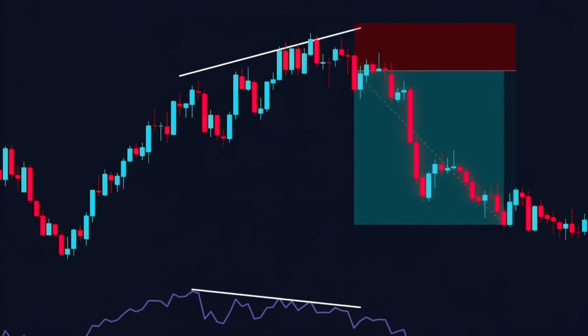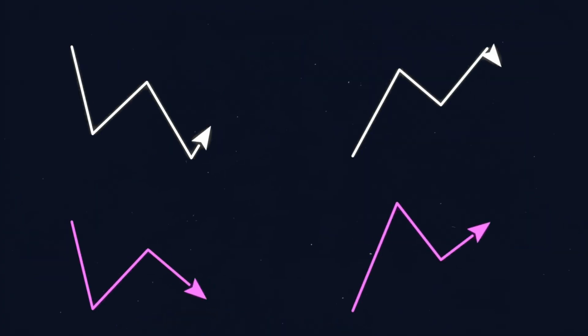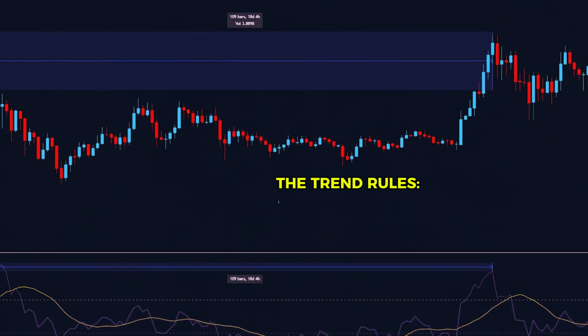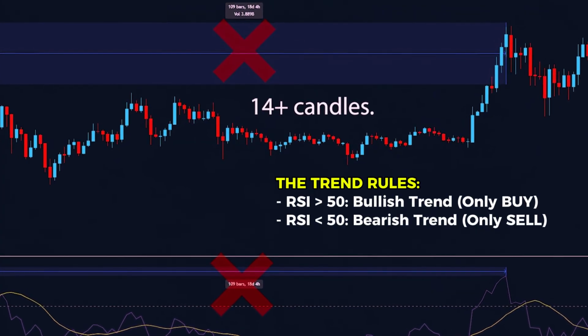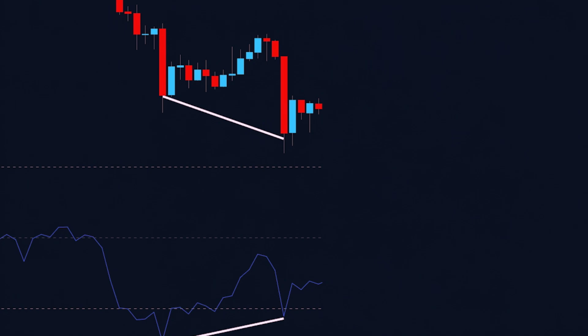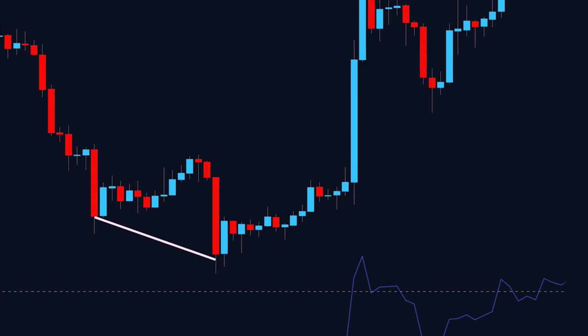When the RSI line crosses above the 50 level, it signals that the market has officially entered a bullish trend and the buyers have taken control of the speed. When the RSI line crosses below the 50 level, it signals that the market is in a bearish trend and sellers have taken control of the speed. This simple filter prevents you from making the amateur mistake of trading against the dominant trend.